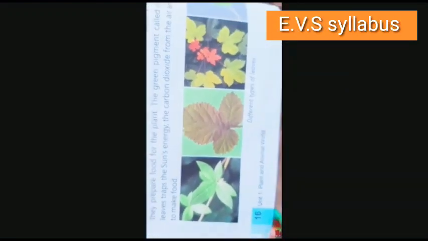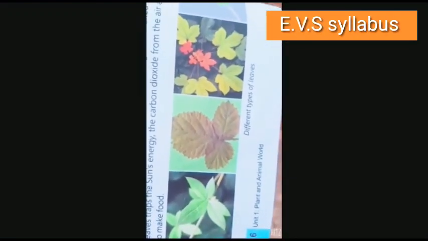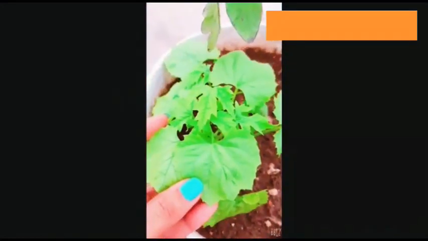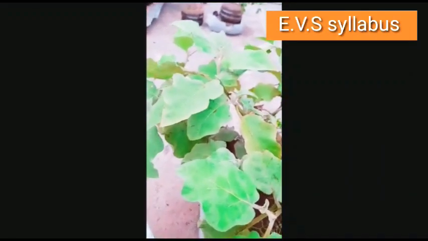There are different types of leaves. We can see here, this is one type of leaf. Another type of leaf is here. This is another type of leaf. There are many types of leaves.